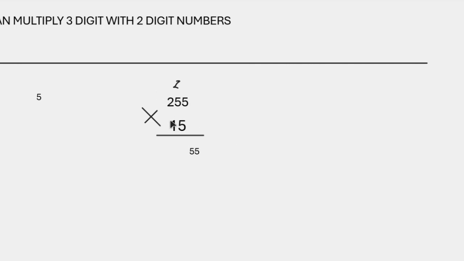And now 5 times 5, 25. Then another 5 times 5 makes another 25. So put a 2 here. So 2 plus 2, 4. 4 times 5 makes 20. So now we have 2055. And now that we have a 1, we must place a 0 right over here.